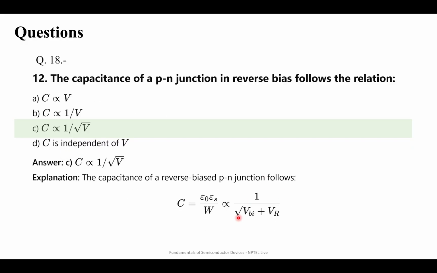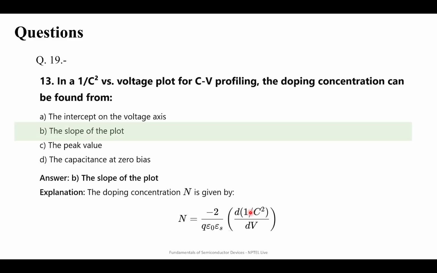which you can also see from here. So you change it to 1 by C square, and so you will see here 1 by C square is then proportional to your Vbi plus Vr. So at zero intercept, it will give you your Vbi.